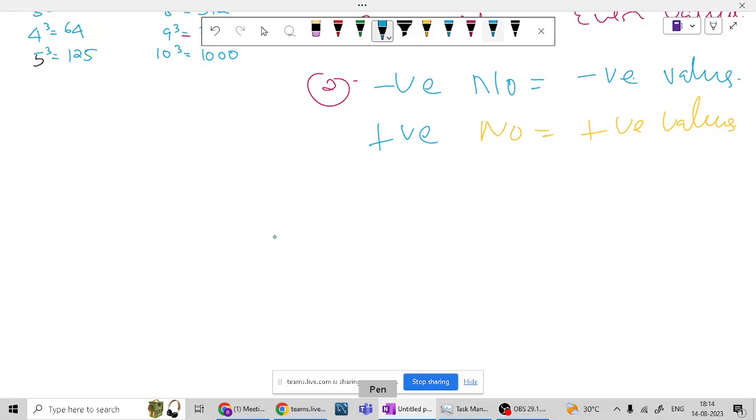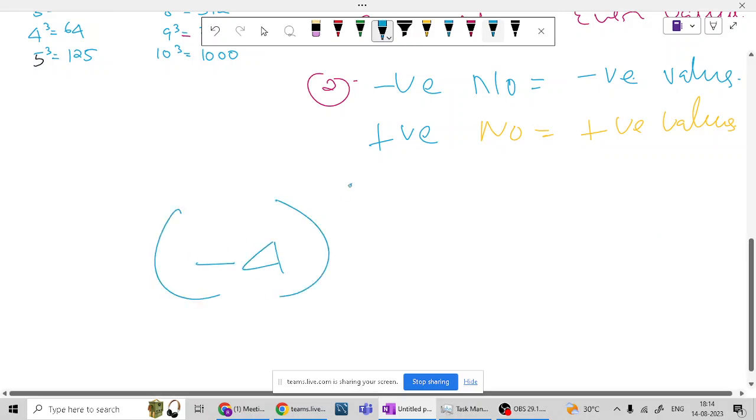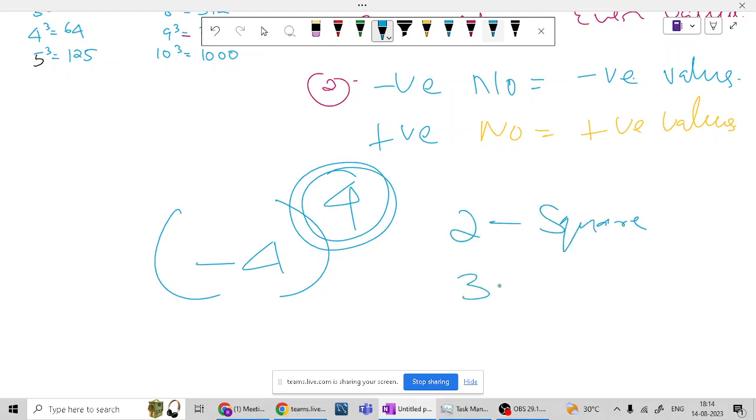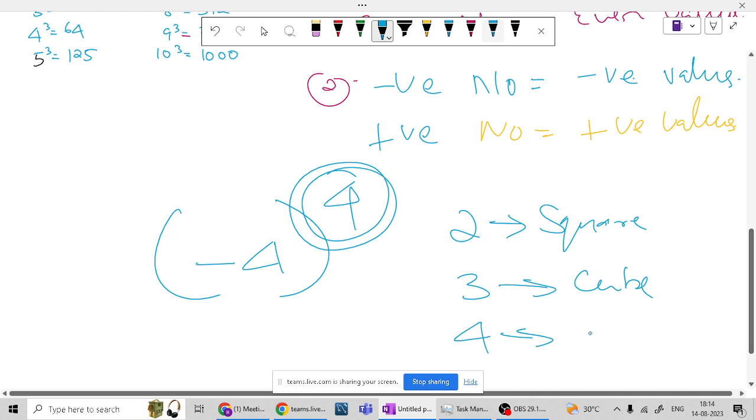So you don't have to memorize all this. Just understand the concept. Everything depends on powers. If the power is 2, we call it a square. If the power is 3, what do we call it? Cube. For 4 and 5, there's no specific name. We just say the power of 4.